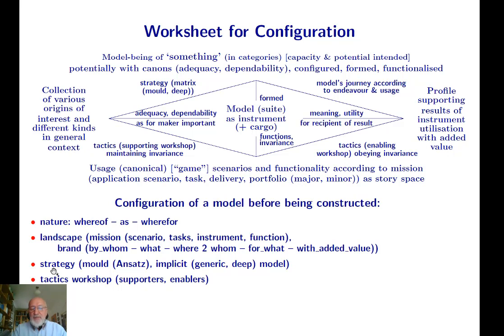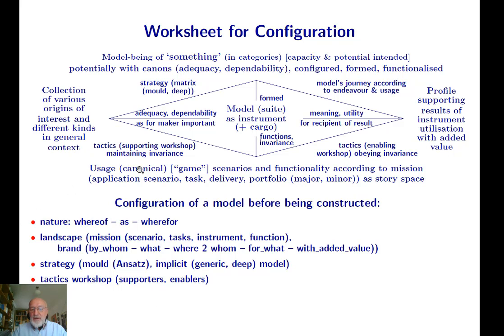And then we have some kind of deep underpinning behind. I would clarify or specify it as a strategy behind. What is the Ansatz? I could also say the methodology or mold. And what is the implicit model behind? That is typically assumed whenever we are handling models and not explicitly stated. And the other thing is the make of the model. What are the supporters? What are the enablers?